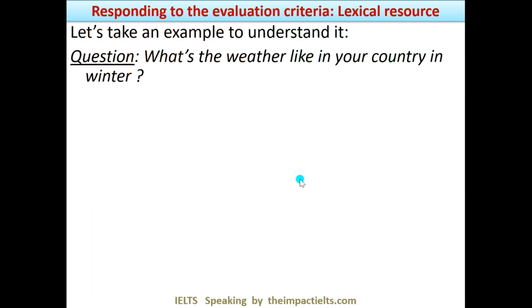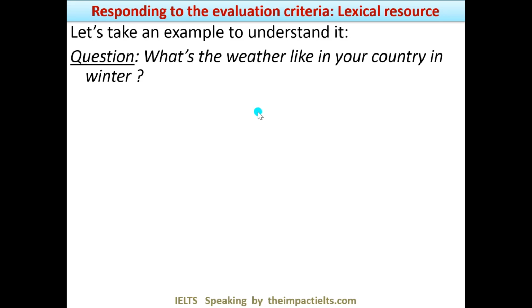I'll keep discussing some more words like that in coming videos, but let's see one example to clarify the point a bit for you, right? I have taken an example. There is a question you can see here. The question is, what's the weather like in your country in winter? Don't misinterpret it as whether you like the weather or not. Simply, they're asking about the type of weather that you have in your area. We are focusing on lexical resource, so we will see that there are two versions of the answer. One is a weak version, and the second one is a better version.